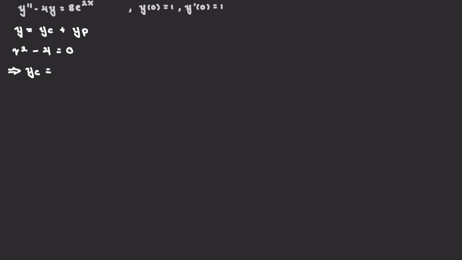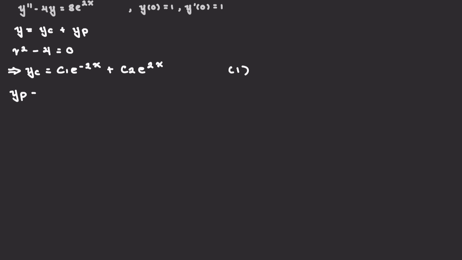yc equals c1 e to the negative 2x. Remember, our independent variable is x, so we shouldn't forget that. Always look at the right-hand side, because usually they use t. Plus c2 e to the 2x. And so let's denote this as our first equation. And then we're gonna solve for our yp, which is for our non-homogeneous part.